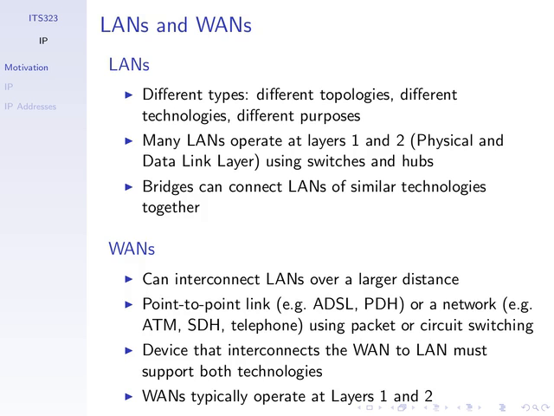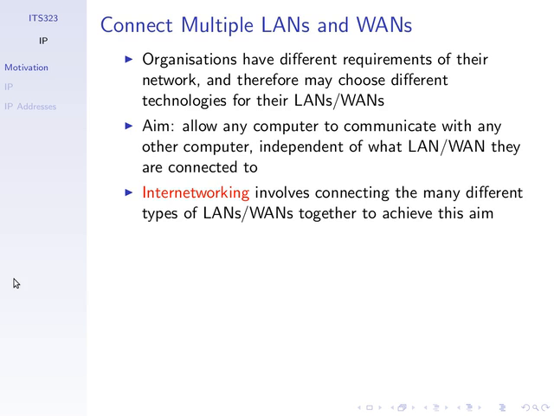So that we know about LANs and wide area networks, and organisations throughout the world may choose different technologies depending upon their requirements. Someone may choose a wireless link, someone may use a different wide area network technology, and same within the LANs. What we would like is to allow any computer, so any end user device, to communicate with any other end user device. Independent, and this is an important point, independent of what LAN or wide area network technology they use.